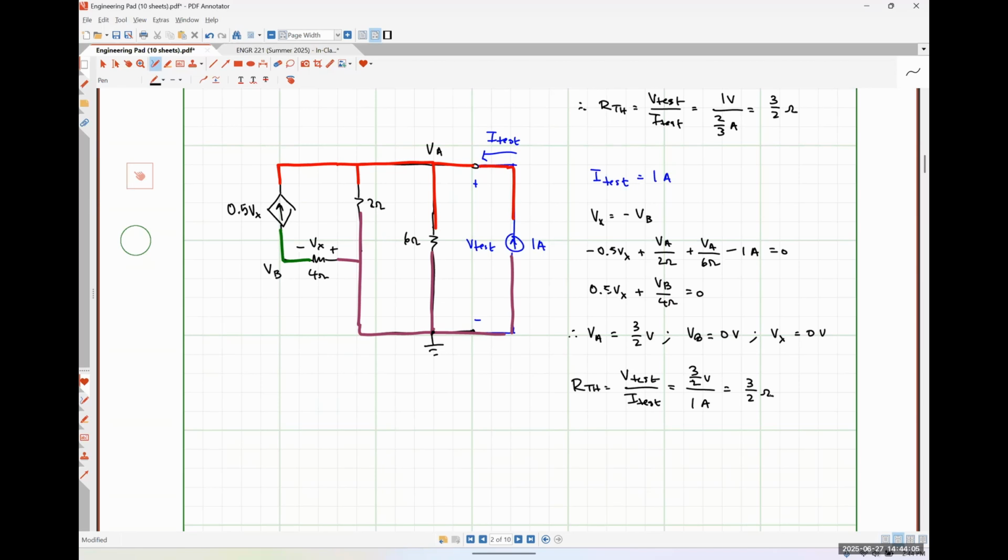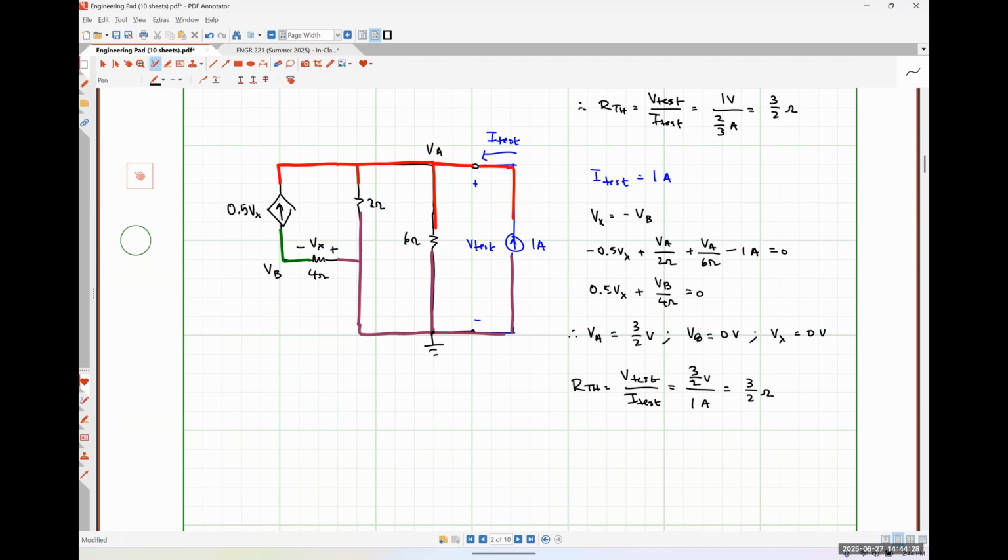So for a problem that has both independent and dependent sources, you don't have to use a test source method to find RTH, but you can. If there were a circuit that only had dependent sources, you would have to use the test source method to find RTH.